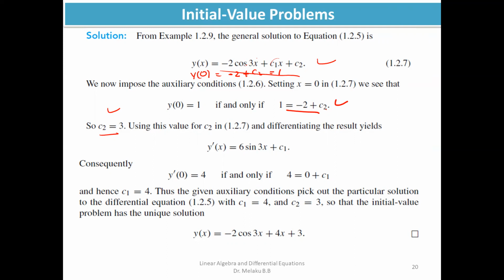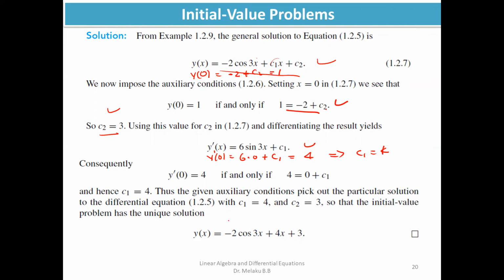minus 6, because this will be minus of 3, this will be 6 sine 3x plus C1, finished. Now let's substitute y prime at 0. It is 6 times sine 0, which is 0, plus C1. But y prime at 0 is 4. Therefore, from this, C1 is simply 4.